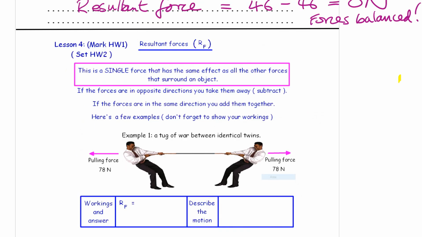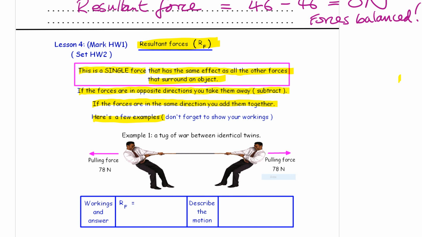Now, this concept of resultant forces. A resultant force is a single force that has the same effect as all the other forces that surround an object. If the forces are in an opposite direction, you take them away, you subtract. If the forces are in the same direction, you add them together. Here's a couple of examples.